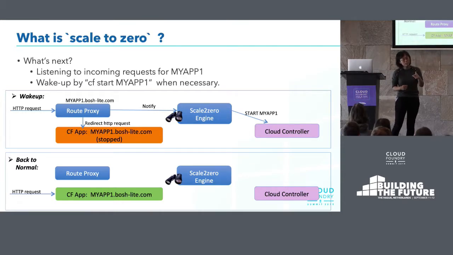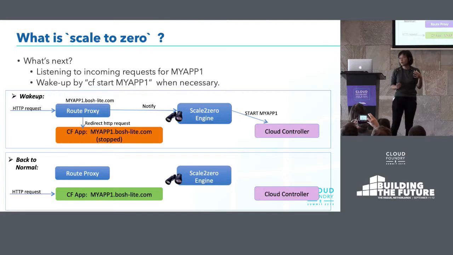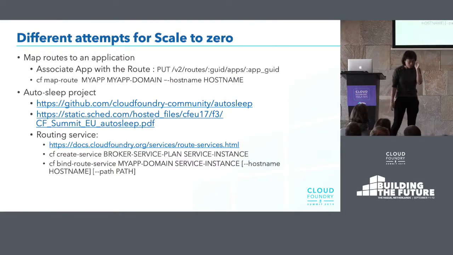Once an HTTP request comes to the router proxy for myapp1.virtualize.com, it will notify the scale to zero engine to start the original application. And once the application container is ready, the HTTP request will be redirected to it. So you won't get any error message, but you will experience a bit longer latency for the first request. After that, everything goes back to normal. The requests will be routed to the application container directly. So you can see the scale to zero idea is very natural.